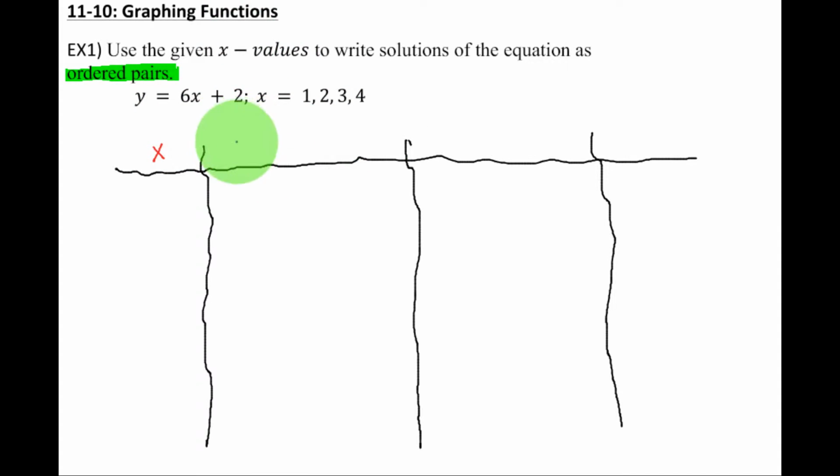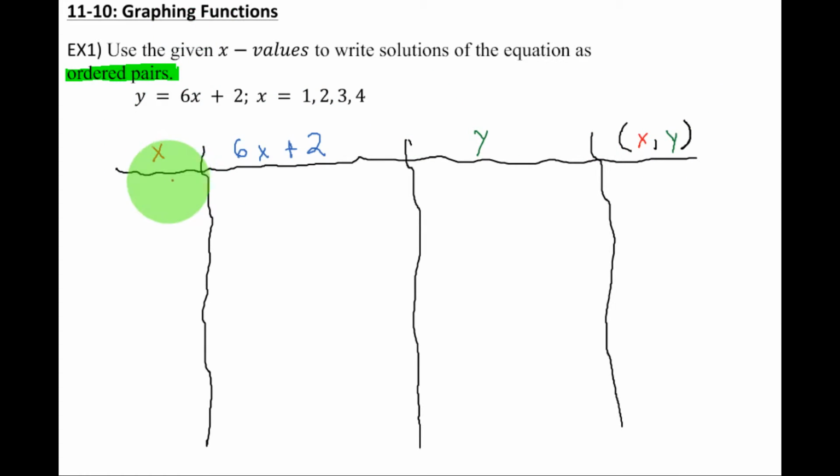So let's change pen colors. 6x plus 2. And I'm going to put my y values down. And then at the very end, we can write our ordered pairs out. So we have our x value followed by that y value. So let's start with our x values.